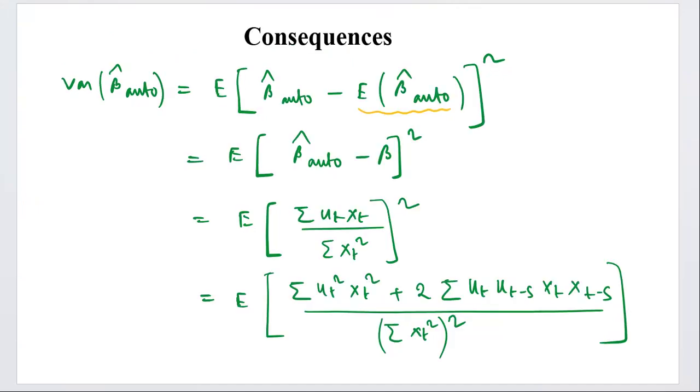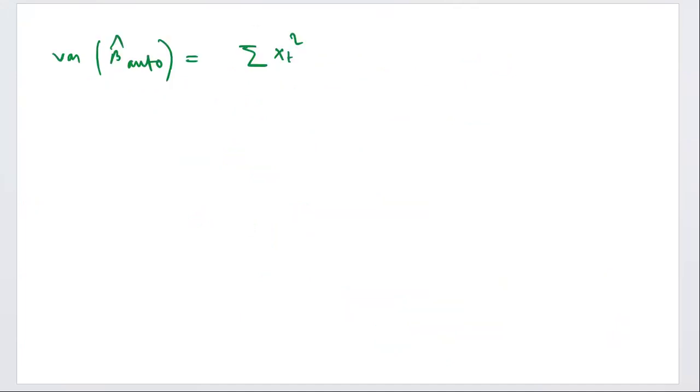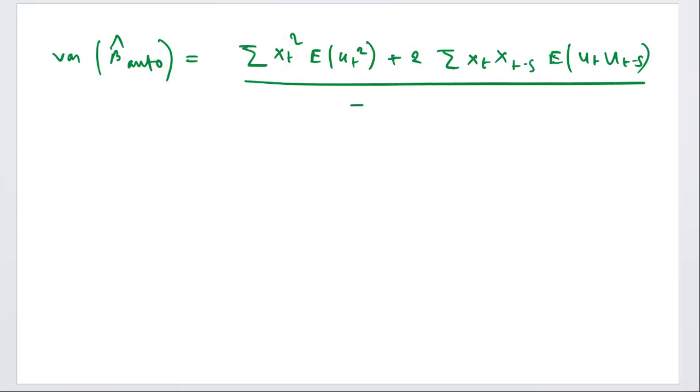So now let me go to the next page. So it will be what? Variance of beta cap auto. See, the initial xt square will come out, and the expectation, not variance, the expectation basically, will be on ut only. So expectation of ut square plus 2, then summation xt minus s, and then again expectation will be on ut minus s, summation upon summation xt square and a whole square of that.